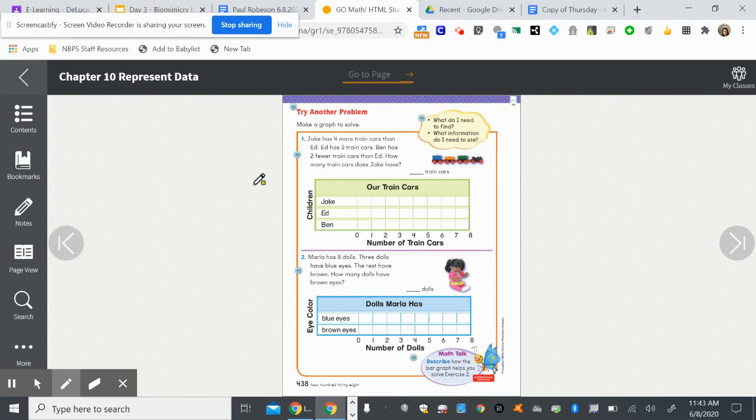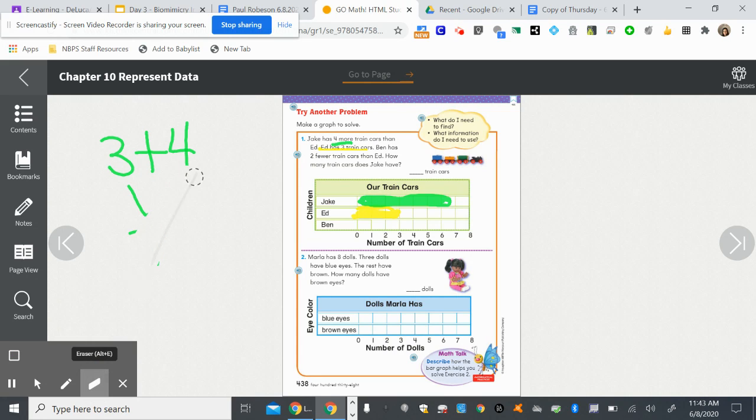Ed has 3 train cars. So if we know Ed has 3, let's go in and add the 3, right? Now we can go back to Jake. Jake has 4 more train cars than Ed. So Ed had 3 plus 4, because he has 4 more, right? 3 plus 4 is 7. So you go and you make 7.